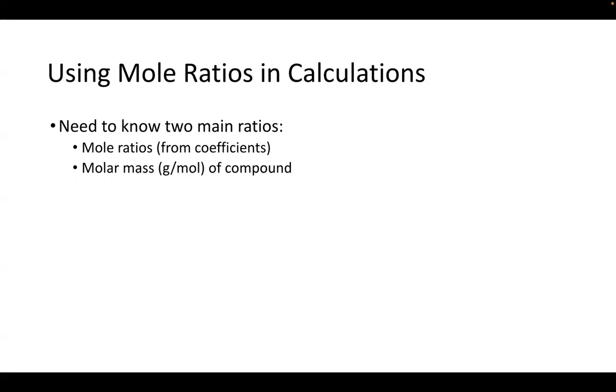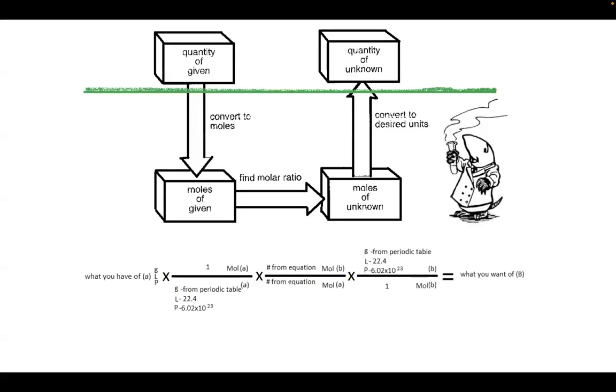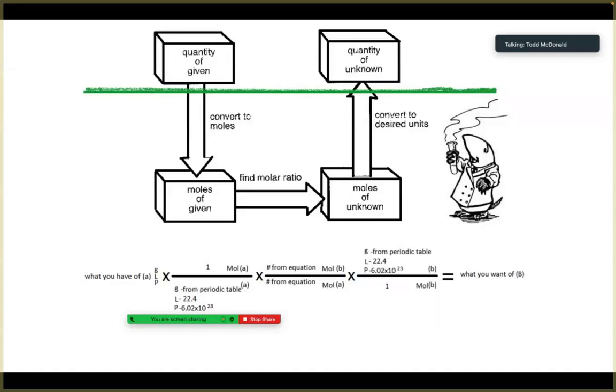Okay, I'm going to show you a diagram that I think does a pretty good job of explaining overall what we're trying to do here. And I'm going to write a couple of things on this diagram. First of all, this says given quantity. So let's say this is a certain amount of grams of A, being a particular substance. And we're trying to go to the quantity of the unknown. Let's say we wanted to convert that to grams of B, okay?